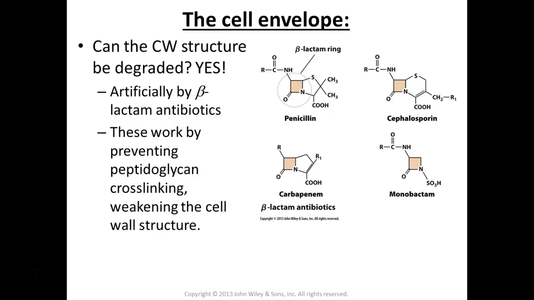So there's a whole class of drugs that interfere with peptidoglycan synthesis. This whole class of drugs, the reason why we have the chemical structures drawn out is they all contain this ring structure that's referred to as the beta-lactam ring.